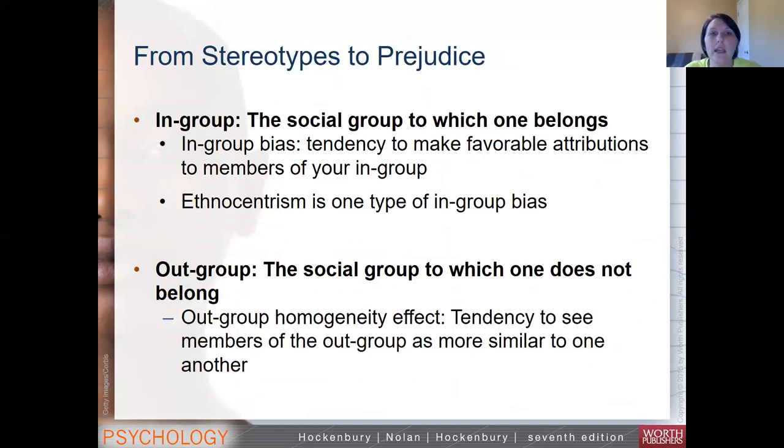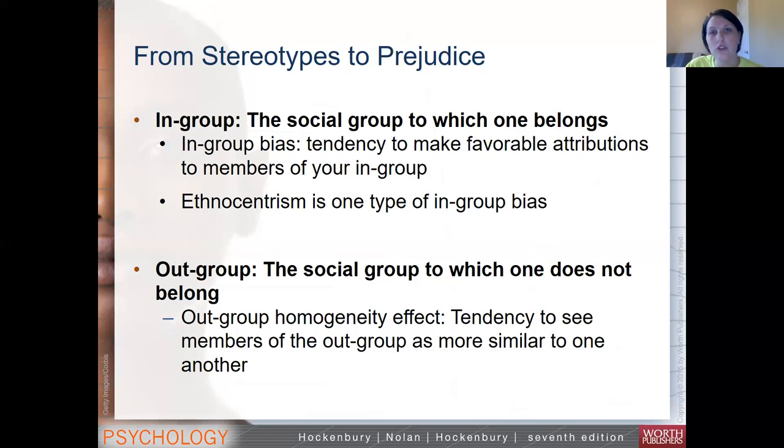Now, how do we get from stereotypes to prejudice? It really comes from this idea of in-group versus out-group. Our in-group is the social group in which we feel like we belong, okay? We have several different in-groups. We could have an in-group based off of color. We can have an in-group based off of what we do. So maybe the fact that you're a college student, you really connect with other people who are college students. Maybe, as age, you connect with other people that are a particular age. You connect with people who are from Appalachia. All these different things can be separated into in-groups.